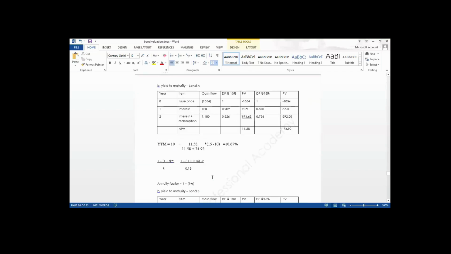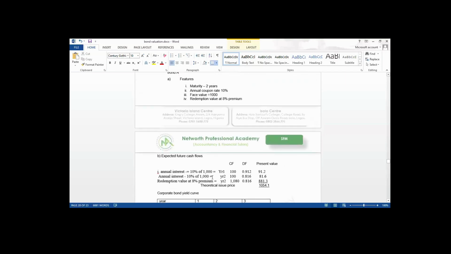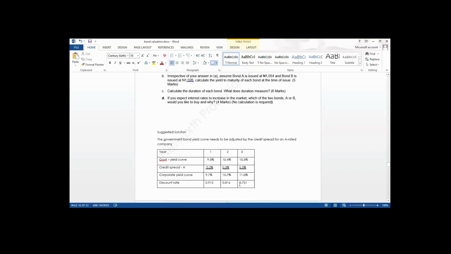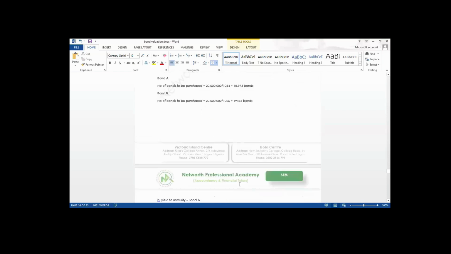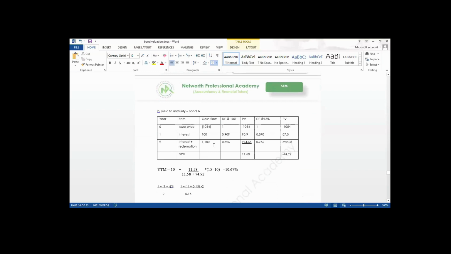I keep on explaining where we got this figure. Look at it here. Year 2, 100 annual interest. Redemption value 1,080. You can add these two values together. 100 naira plus 1,080 naira becomes 1,180 naira. That is the figure here.